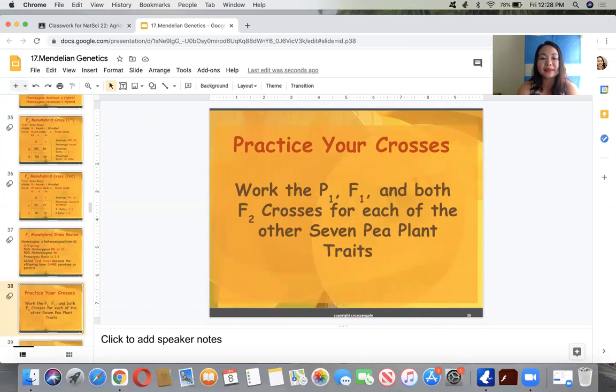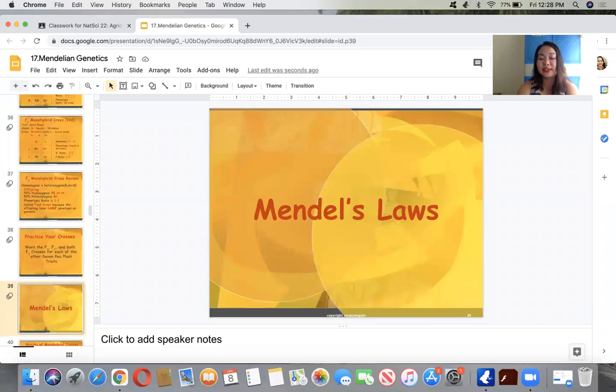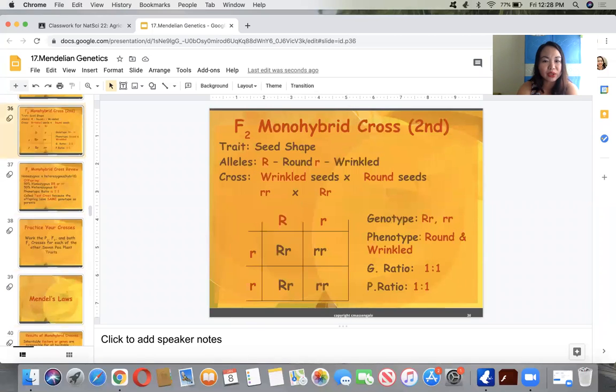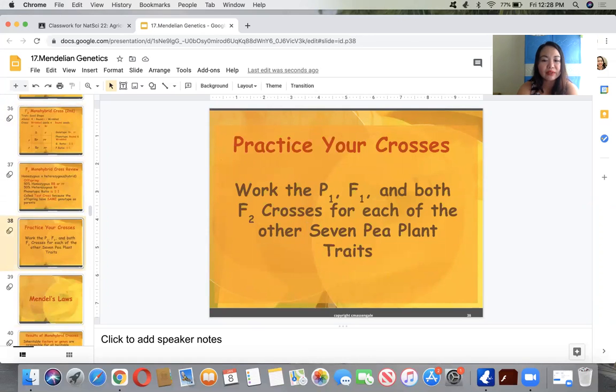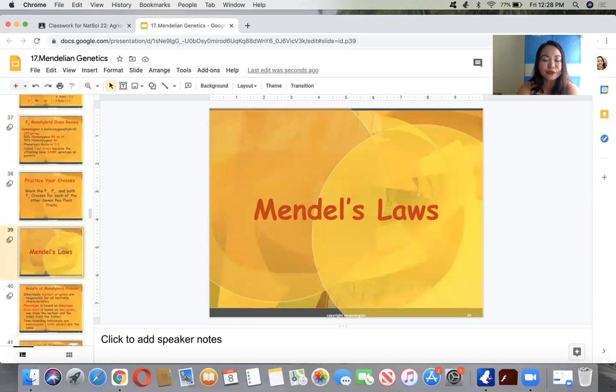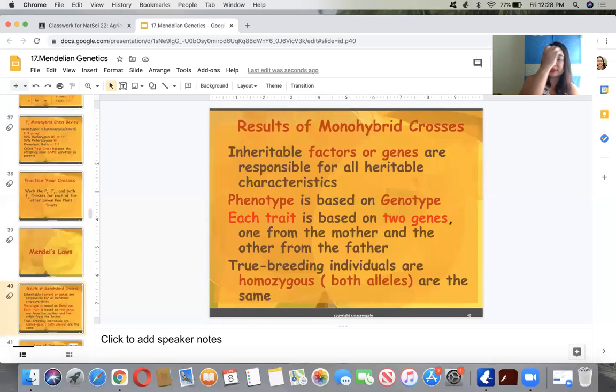So you can practice your process in your own worksheet. You can work with the parent generation for F1 and F2 for each of the pea plant traits. There were more. The example that I've given you is just the seed sheet, so you can have the other 7 pea plant traits for your practice. After this experiment, Mendel actually proposed different laws.